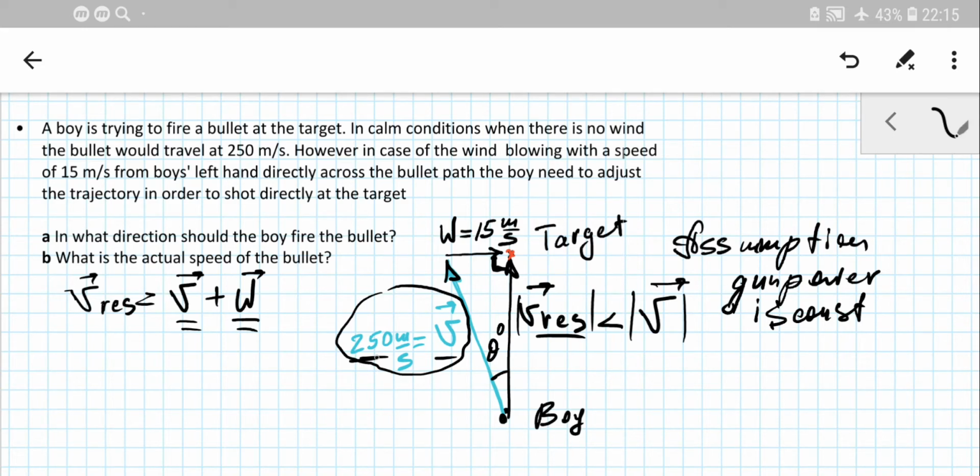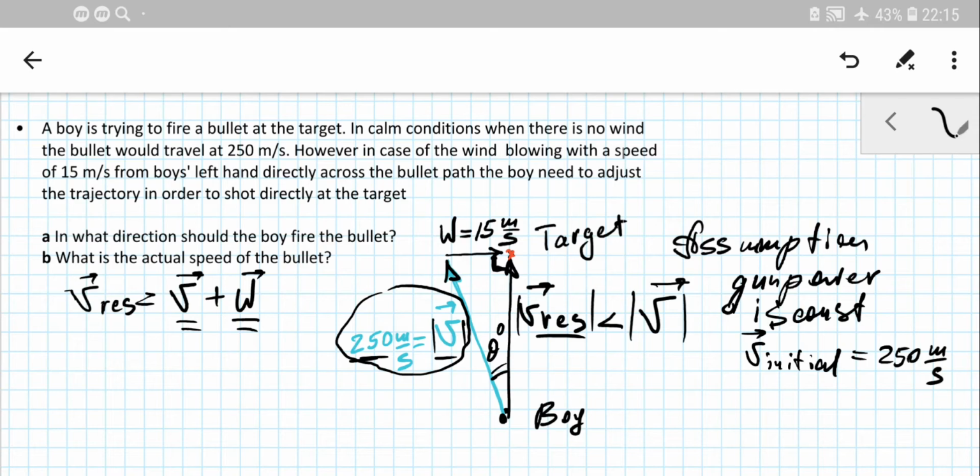So right now we assume that gun power is constant, so it means the initial velocity is still 250 meters per second. So that's why our direction is changed, by the angle of theta, but the initial velocity speed is still 250 meters per second. Okay, that's absolute, of course. So let's have this task as the initial one.